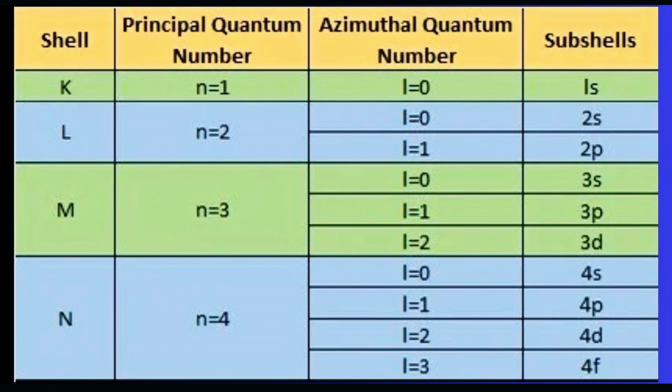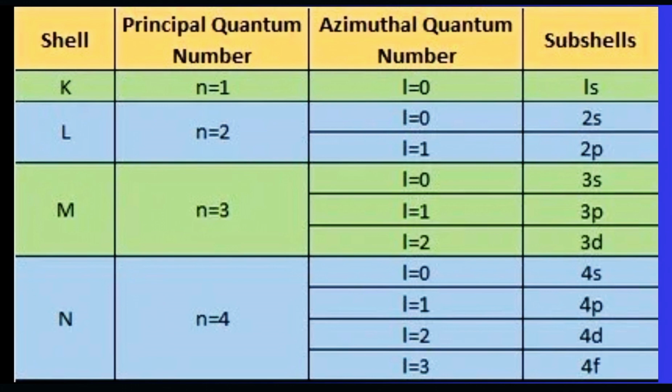And for shell N, the principal quantum number n is equal to 4. The azimuthal quantum numbers are l is equal to 0, l is equal to 1, l is equal to 2, l is equal to 3 and the resulting subshells are 4s, 4p, 4d and 4f.